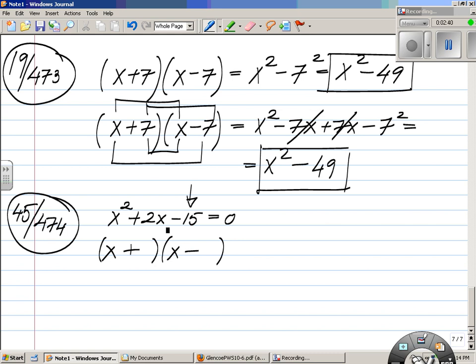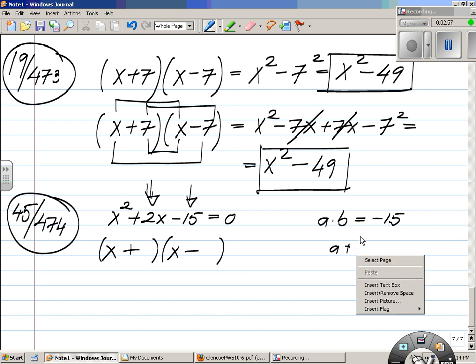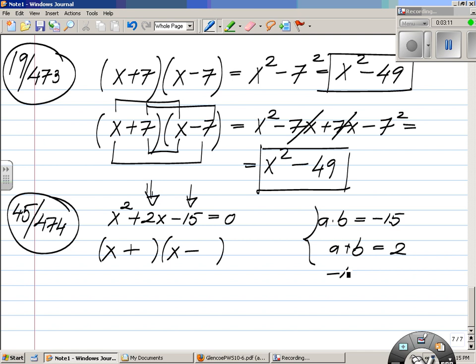Great. Now, I also know, looking at the middle term, that their sum is 2. So their product is negative 15, their sum is 2. You're looking for two numbers, a and b, where a times b equals negative 15, and a plus b equals what? 2. A and b are factors of negative 15, right? Give me factors of negative 15. Negative 3 and 5, right? And this seems to be the answer because negative 3 plus 5 gives you 2. So I got x plus 5 times x minus 3 equals 0.